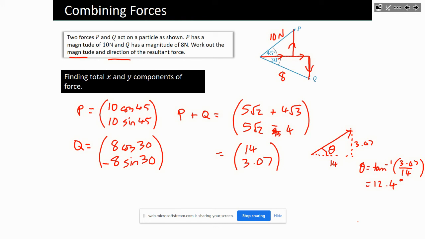And the magnitude of the force in newtons is going to be the square root of your 3.07 squared plus your 14 squared. So the magnitude of this force is going to be 14.3 newtons. So now we have the magnitude and the direction of that resultant force.